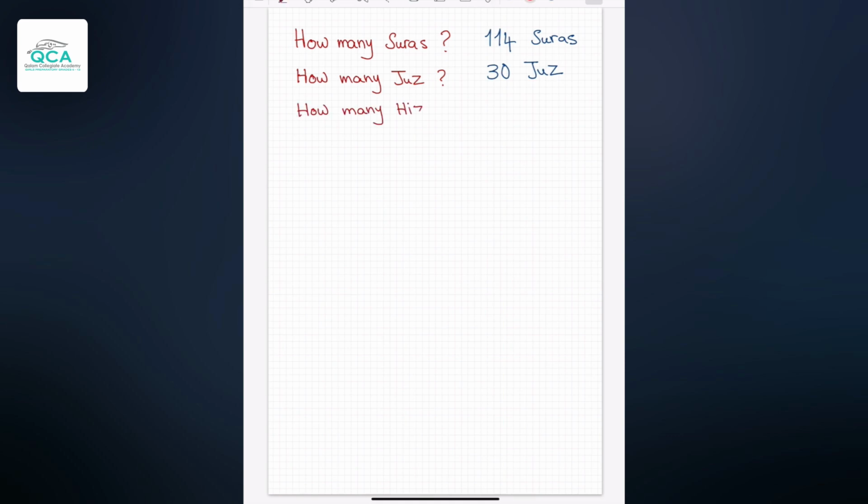How many hizb are there in the Quran? So you look at 30, you double that. Got it right. There are 60 hizb in the Quran. What about the ruba of the hizb, the quarter of a hizb? We have 240 quarters of hizb in the Quran.